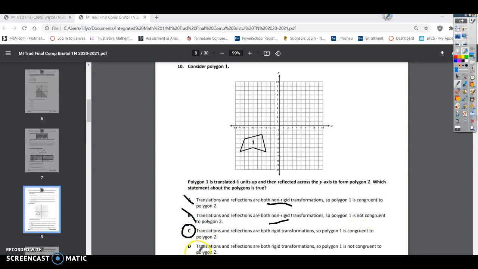D part, let's check it. Translations and reflections are both rigid transformations. That is true. So polygon 1 is not congruent. The not congruent makes this one not true. So for number 10, the correct answer is C.